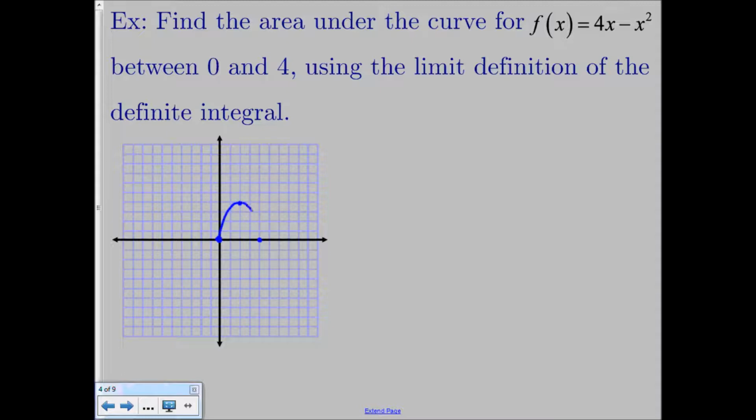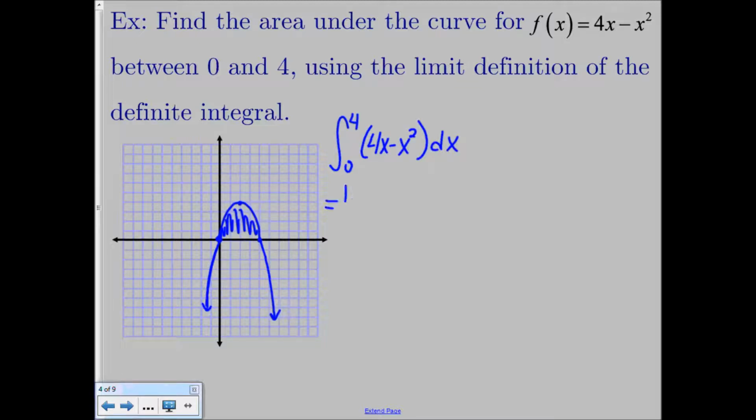So we're going to find the area of this piece of the parabola. And then of course the parabola is kind of going down like this. But we're just going to focus on the area that's between 0 and 4. So we want to find the integral from 0 to 4 of 4x minus x squared dx.